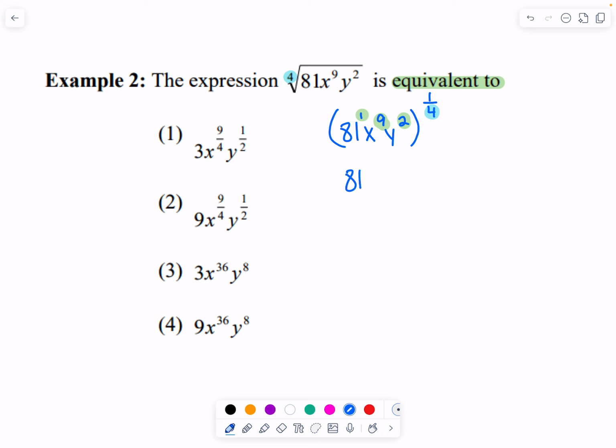So I should get 81 to the 1/4, x to the 9/4, y to the 2 over 4. Now 81 to the 1/4, you can do that in the calculator, but that should give you 3 x to the 9/4, and then I can simplify y's exponent to be 1/2. So this should give us choice 1 as well. Okay, let's move on to number 3.